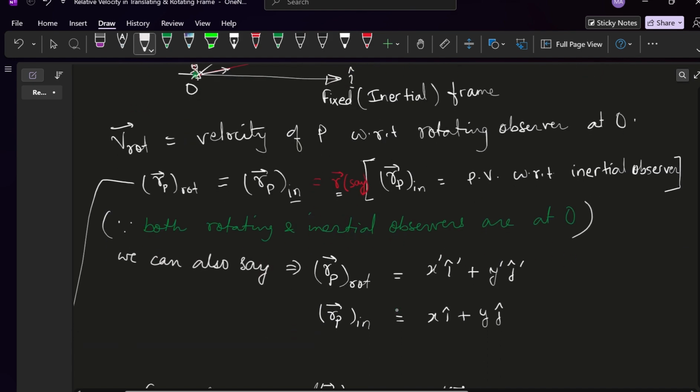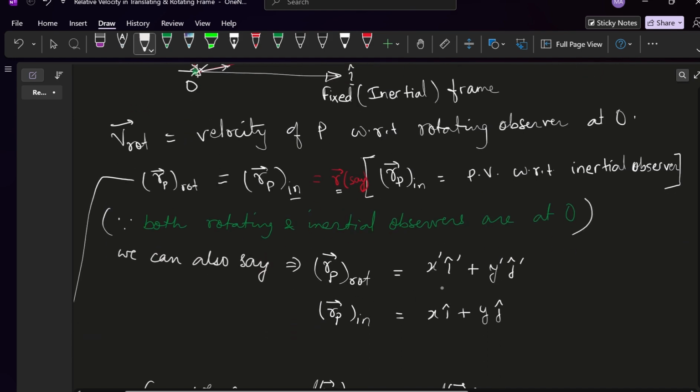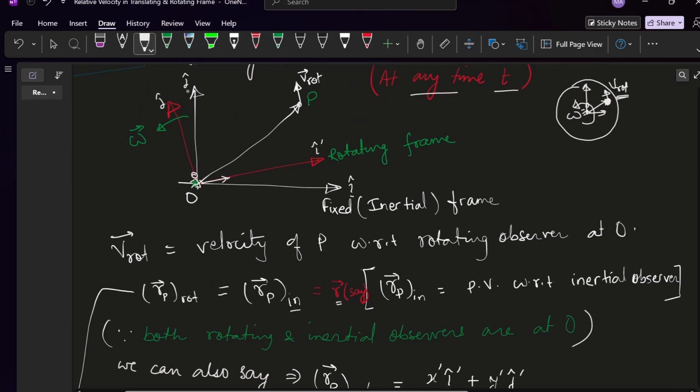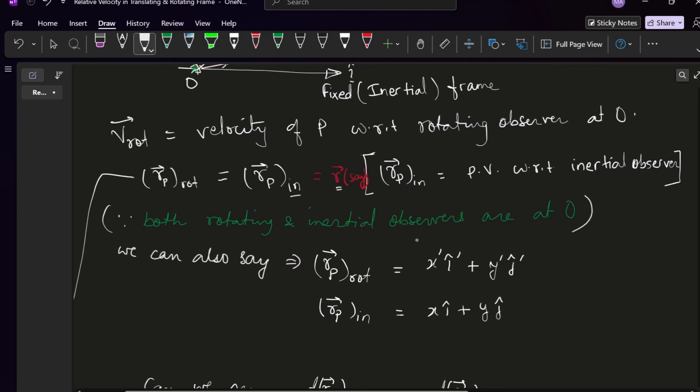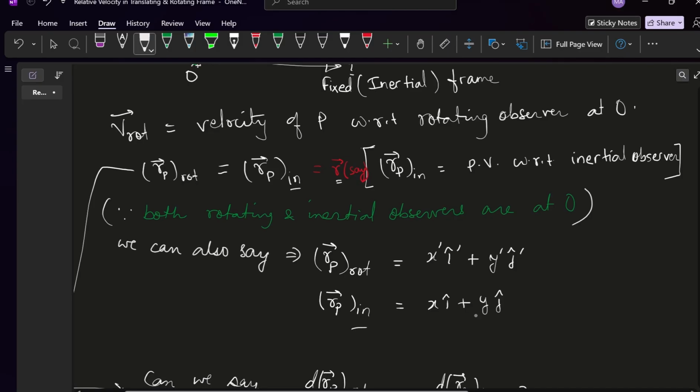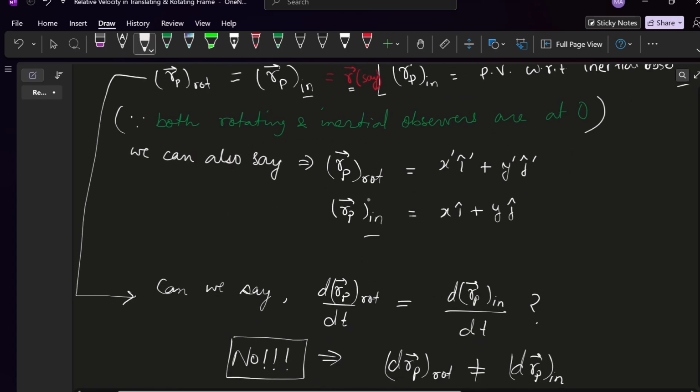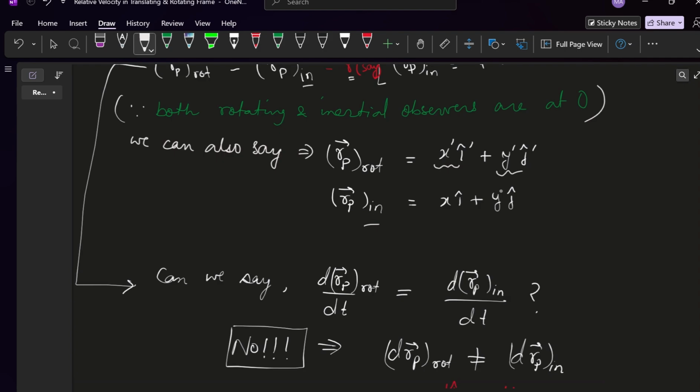If I resolve into components, in the i dash, j dash frame, this is your i dash and this one is your j dash. So r is x dash i cap dash plus y dash j cap dash, right? Similarly, in the inertial frame, we have x i plus y j. So these two are equal. It means their components may be varying, because it is written in different frames of reference.